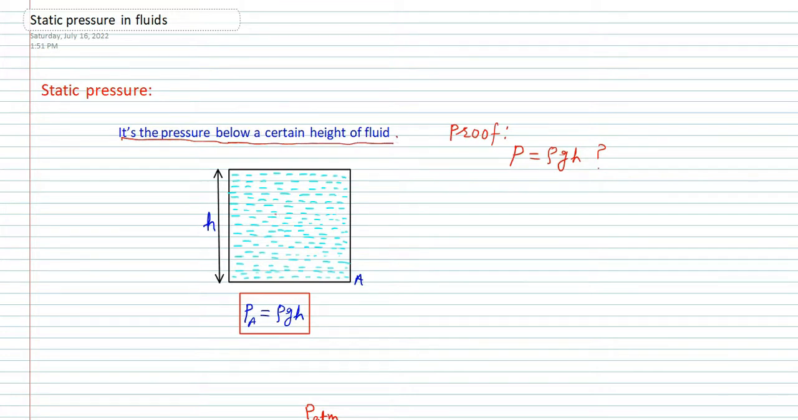For example, you have this fluid here, its height is h. All right, now if you want to find the pressure at this base, then pressure at this level, that's the bottom, is rho g h. Okay, now how are we going to prove it? We have to prove pressure is rho g h.